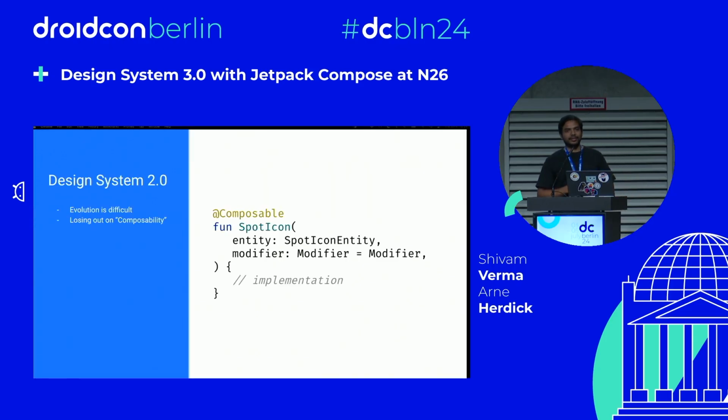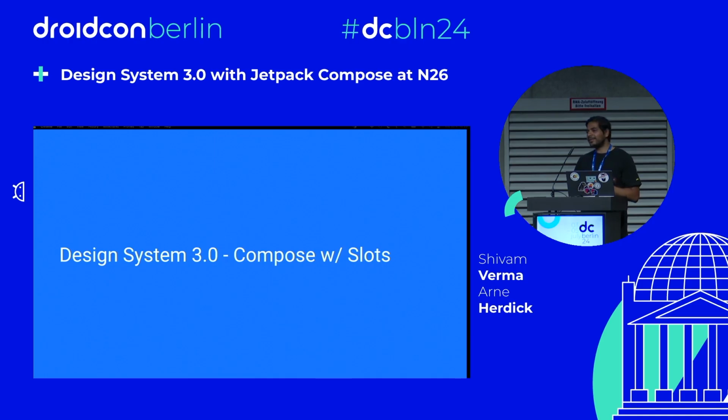So, if we look at our design system 2.0 implementation, we can say that evolution is starting to seem quite difficult, right? And while this would have been okay with the 1.0 implementation with views, to me, Compose should kind of enable this for us, right? Like the whole idea of composability is this promise, in my point of view. So we are starting to kind of lose out on this composability thing. So that's where I start thinking of design system with slots.